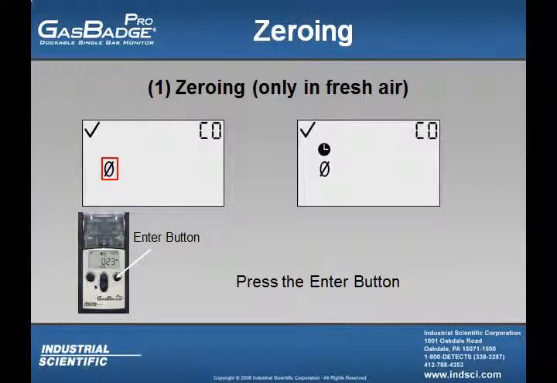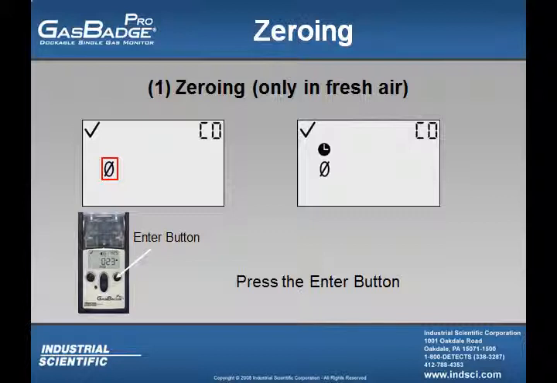The first feature in the configuration menu is the zeroing screen. If the user is trying to zero the instrument, they can now press the enter button. Once the user has pressed the enter button, the 0 with a slash through it will stop blinking and the clock symbol will appear, and that clock symbol will then start to blink itself, letting the user know that they are currently zeroing the GasBadge Pro.